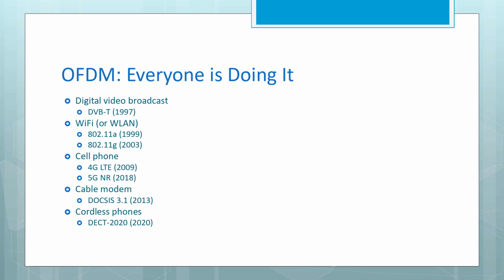Here's a list of some of the consumer-oriented standards that are now using OFDM. The earliest one that I could find was 1997 with DVB-T. Wi-Fi, or wireless networking for computers, is now using OFDM. Cell phones, 4G, 5G, are using OFDM. Cable modem transport with DOCSIS 3.1. And finally, the more recent one, cordless phones, DECT, in 2020.